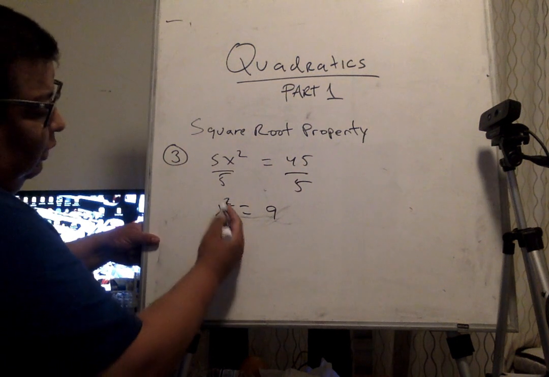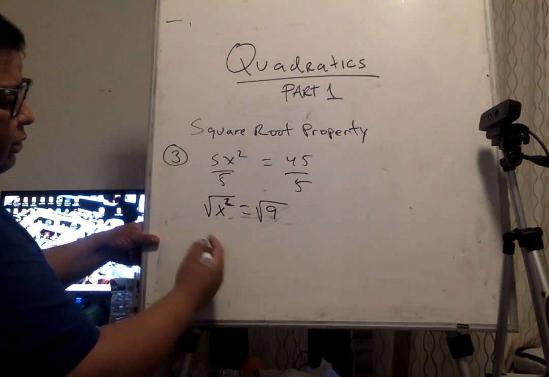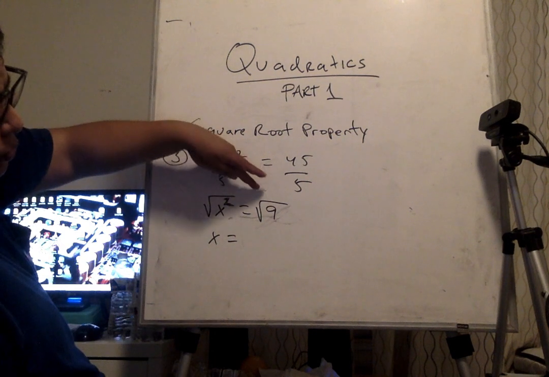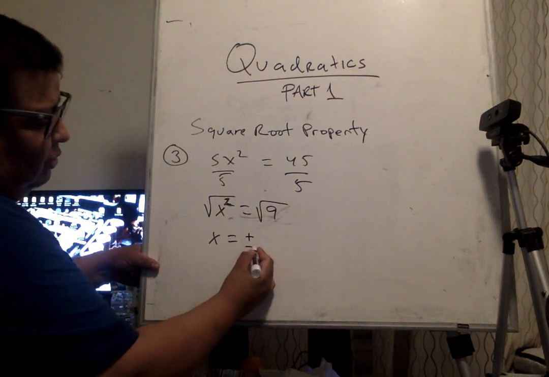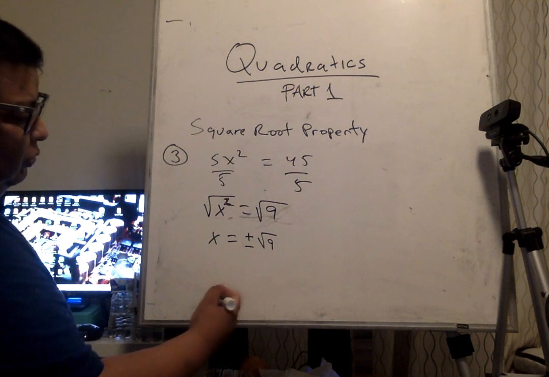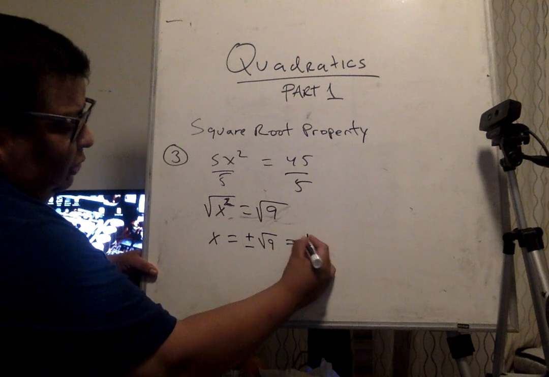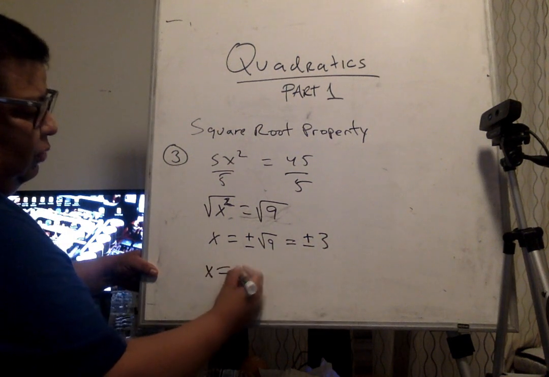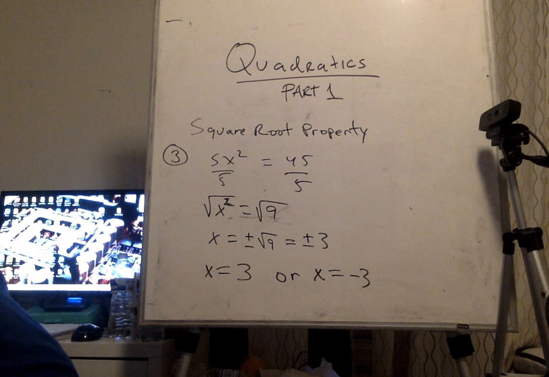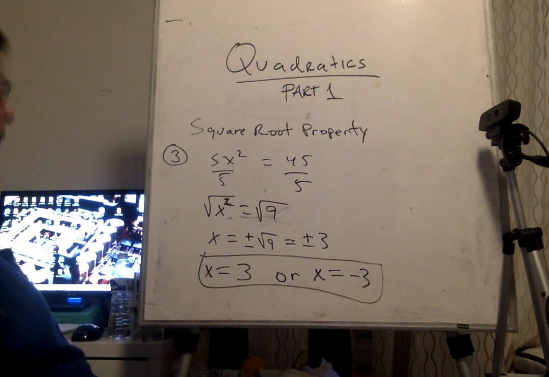Okay, so now to get rid of this square here, we take the square root. So the way that the square root works is that now you get rid of the 2, so you're left with x on the left side. But because you take the square root on both sides, you need to put a positive and a minus square root of 9. So now we have two solutions. And this is equal to, what is the square root of 9? It's 3. So we have positive or minus 3. Those are the solutions. So x equals 3 or x equals negative 3. And these are the final solutions for problem number 3.